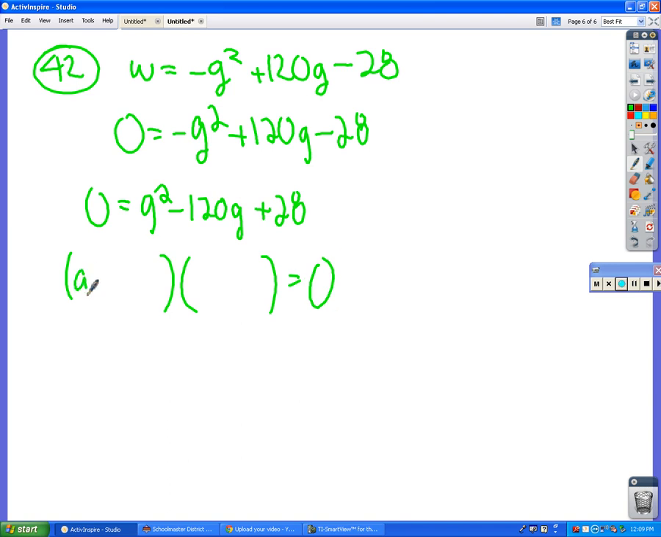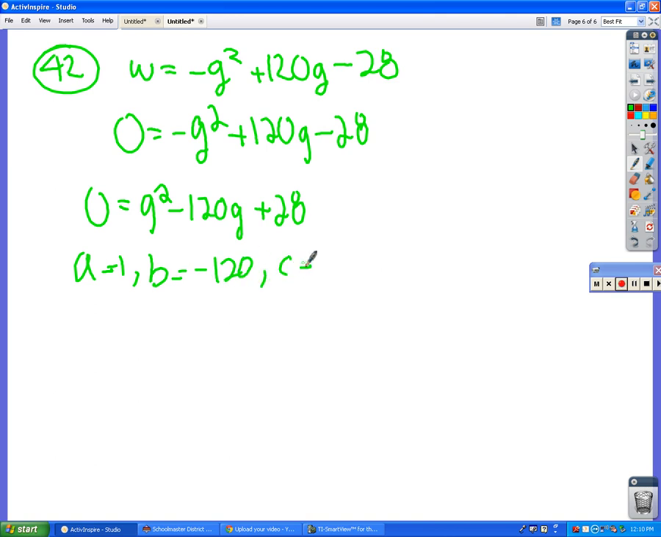Okay, so I'm going to try to factor this. We're going to have to go to Nate the Great here for this one. I need two numbers that multiply together to be 28 and add to be -120. That doesn't look good for us, does it? No, it's not going to happen. All right, so we've got to go quadratic formula here. So A is 1, B is -120, and C is 28.